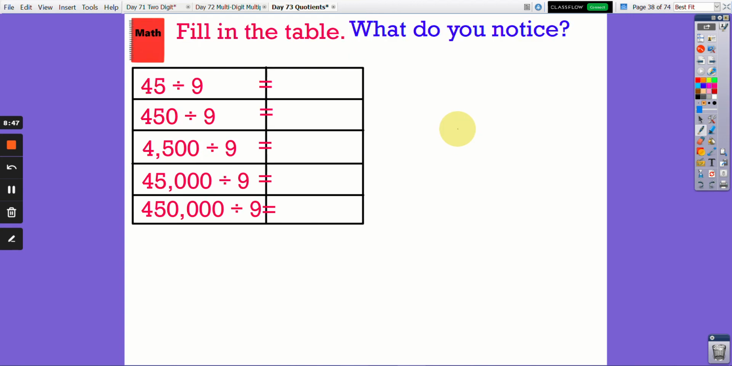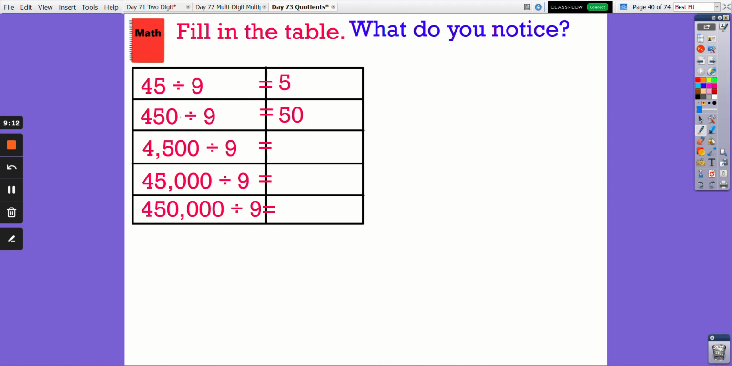Okay, let's look at this table right here. Simple math facts. 45 divided by 9. You need to fill this in your math notes. 45 divided by 9 is 5. Now we're still looking here. 450 divided by 9. Well, we're still doing our 45 divided by 9, but now we've got another 0. So what's our answer going to be? That's right, 50.